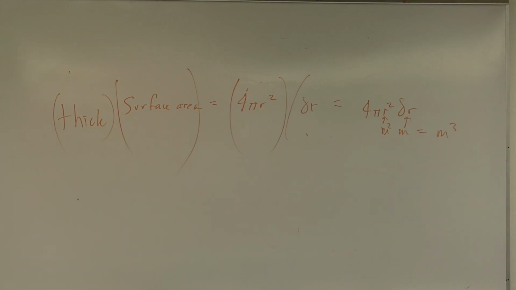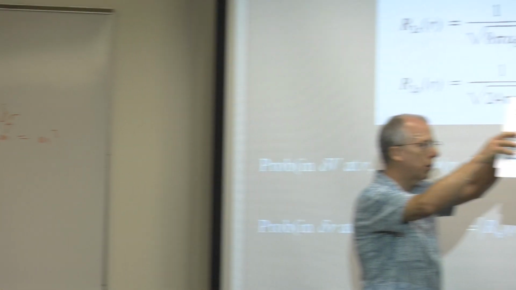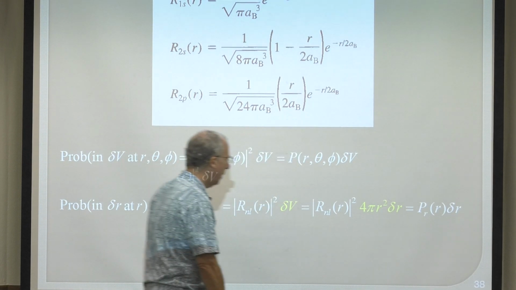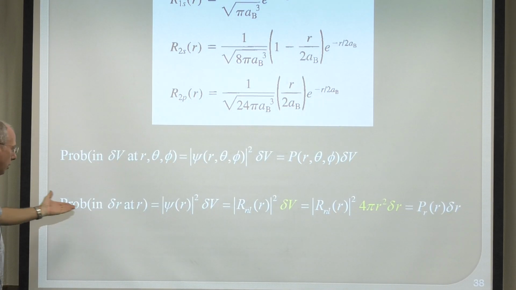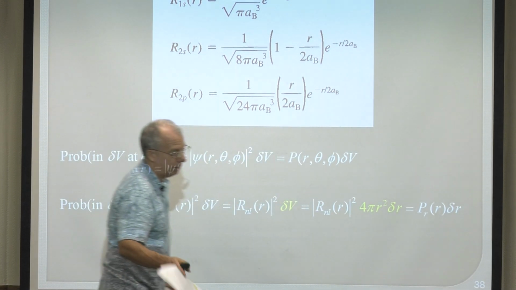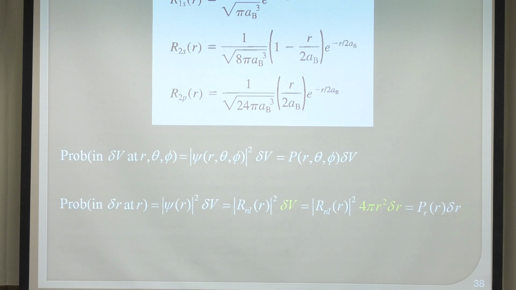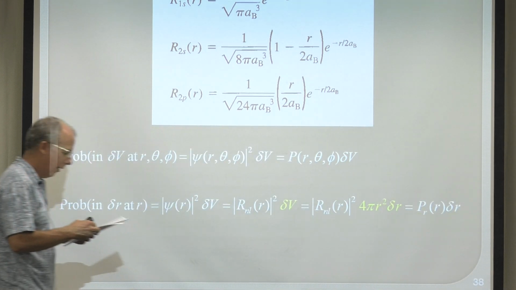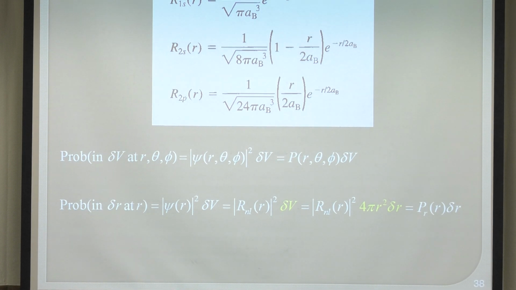So the dV for the spherical shell is just 4 pi r squared dr. So all I'm saying is if you want to just get a radial probability, that's what the dV is. So if you have a homework problem where you calculate a radial probability, you got to make sure you put in the 4 pi r squared delta r, or you won't get anything to work.